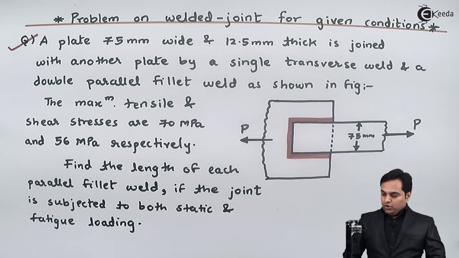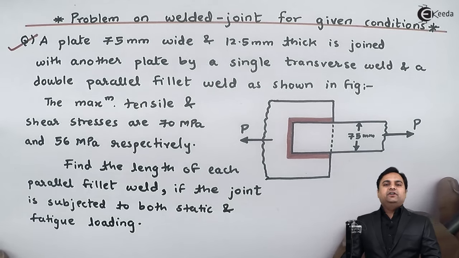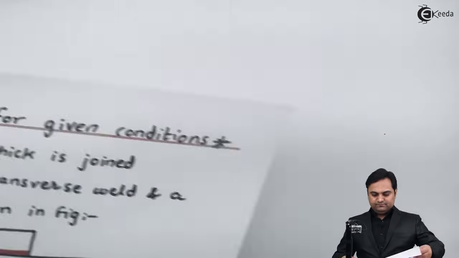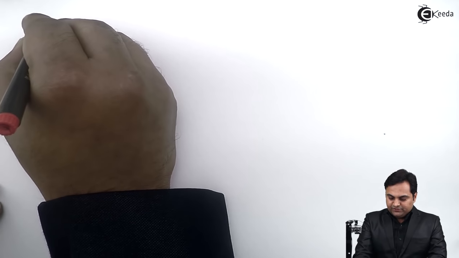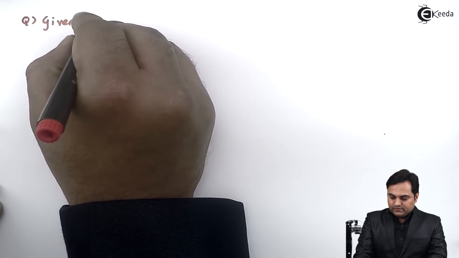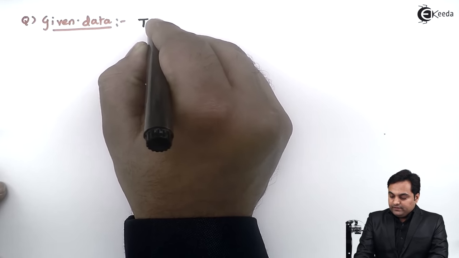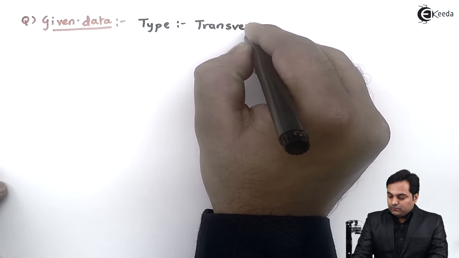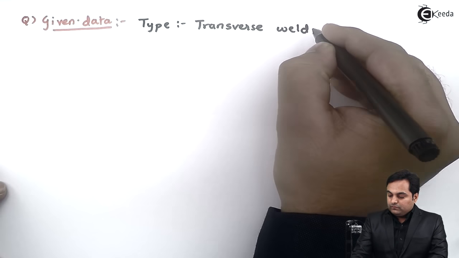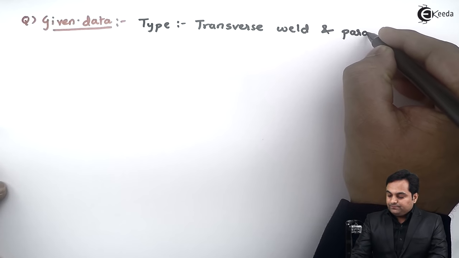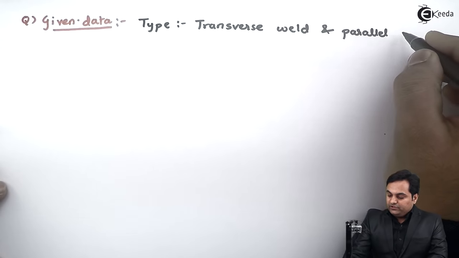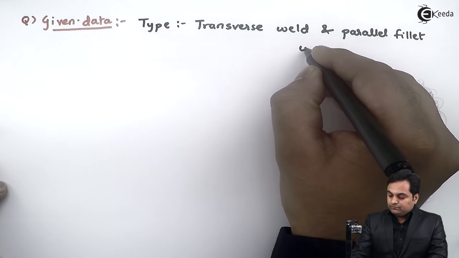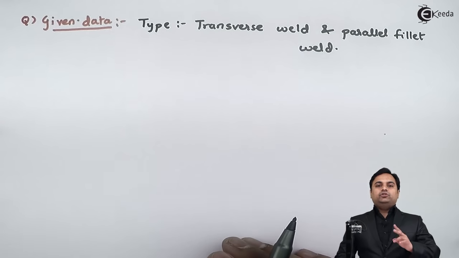Now this is the question we have. Whatever is given in this question, I will write that in the form of data first. So let us get started. In this question, we need to first write the data. In data, I'll first mention the type of weld we have here. So the type, it consists of transverse weld and parallel fillet weld. So this problem consists of both kind of weld.